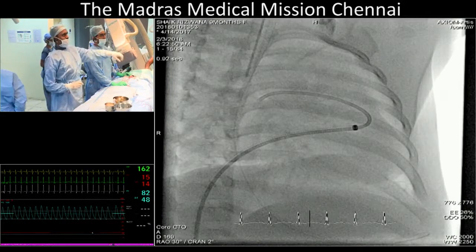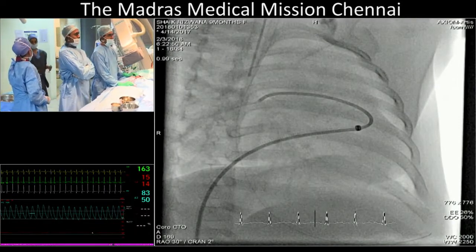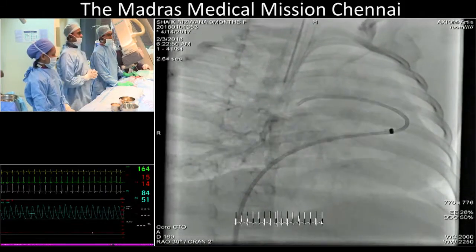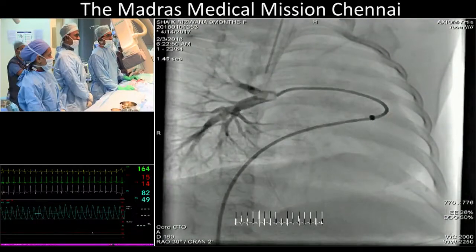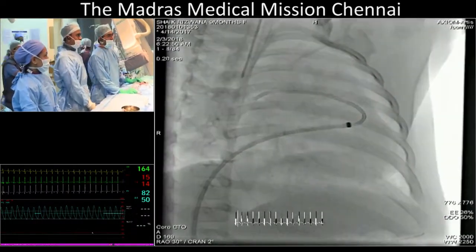I will show you the right pulmonary artery angiography. We have bilateral venous access. Both of them are 5 French. So this is the flexor sheath that has been inserted into the right ventricle, and Judkins right introduced into the right pulmonary artery beyond the stenosis.